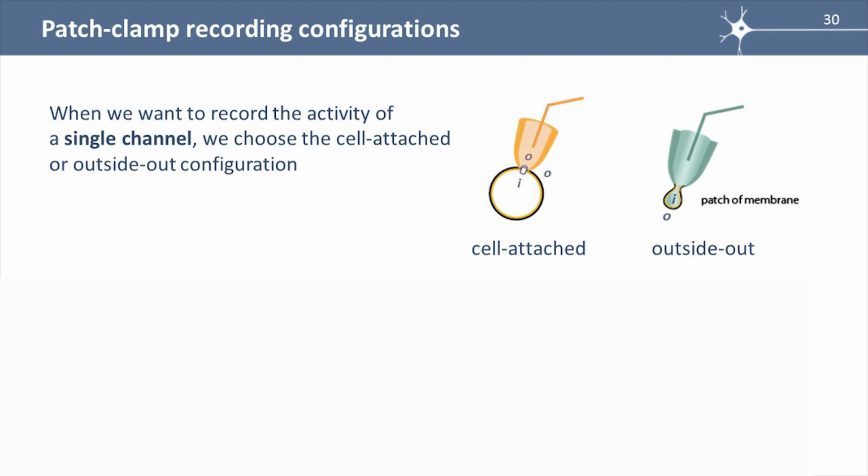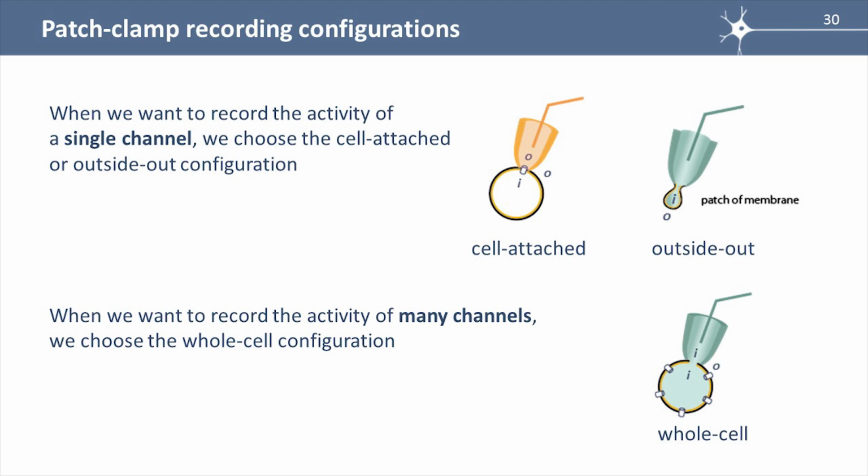To record a single channel in a very small piece of membrane, we can also use the outside-out configuration. This means that the outer face of the membrane remains outside. How do we get it? We simply pull and excise a very small piece of the membrane and hope that there are channels in it. Notice that in this configuration, the pipette contains an artificial intracellular solution. When we want to record the activity of many channels, we choose the whole cell configuration.